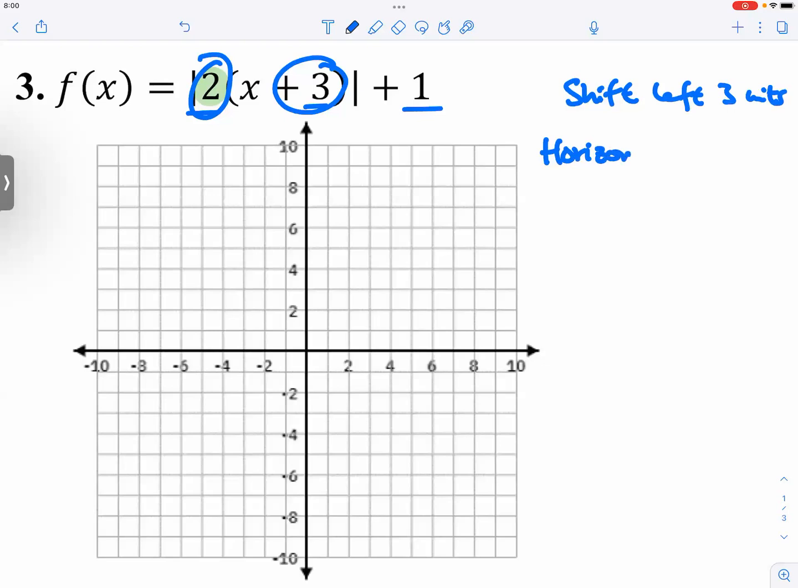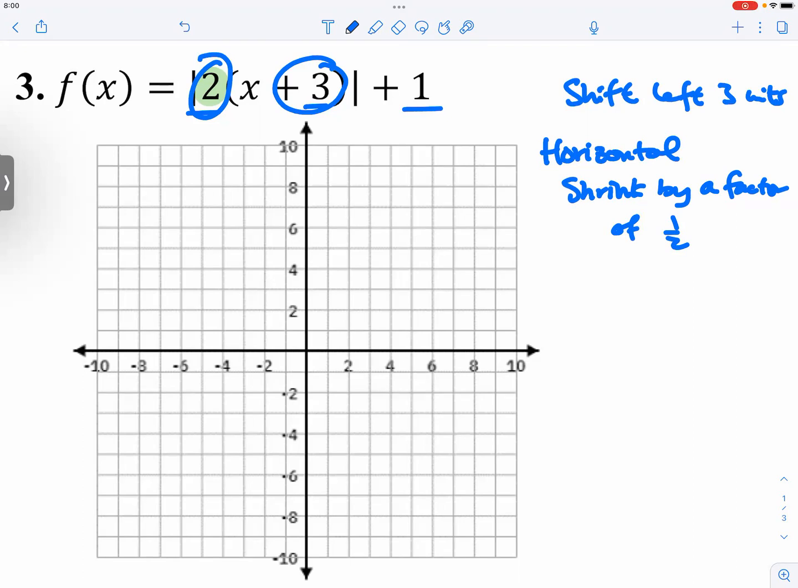Now it's within the absolute value sign, so it's a horizontal shrink by a factor of 1/2. Okay. So this is why we need to be very careful, because the B value right here is a 2, but the interpretation is a reciprocal, so we say it's a horizontal shrink by 1/2.